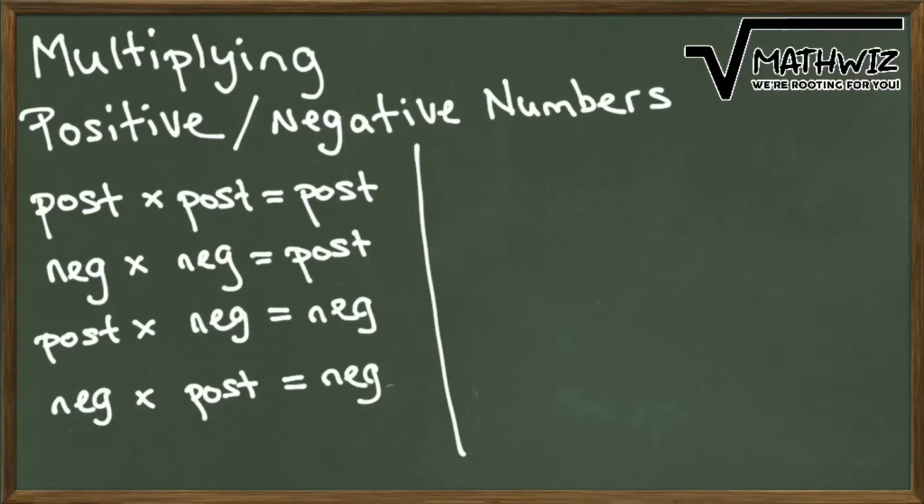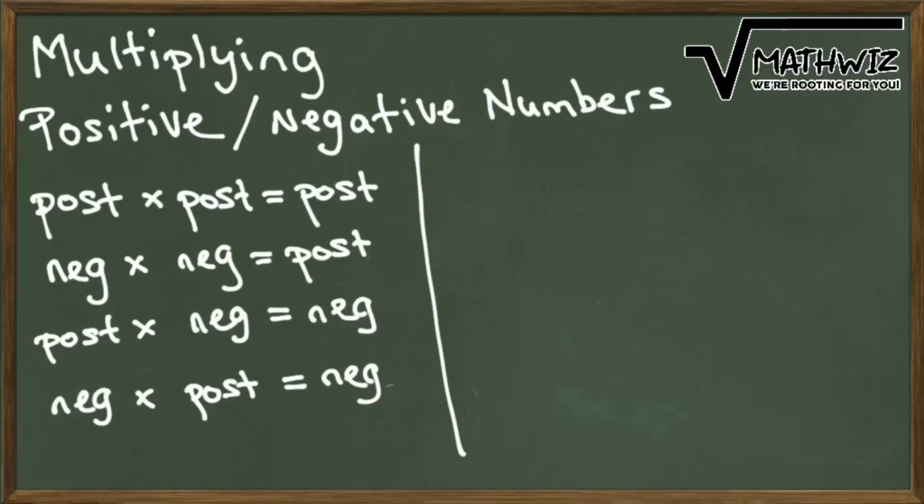So we have that a positive multiplied by a positive should give us a positive. A negative multiplied by a negative should also give us a positive. A positive multiplied by a negative should give us a negative. And a negative multiplied by a positive also gives negative.